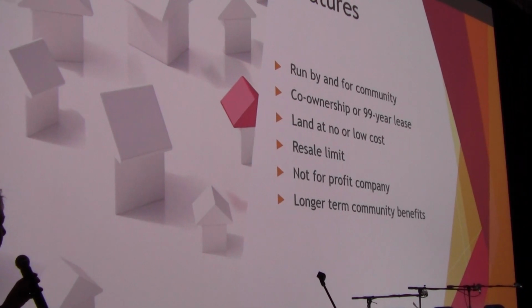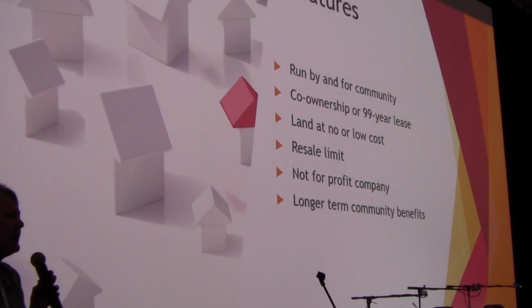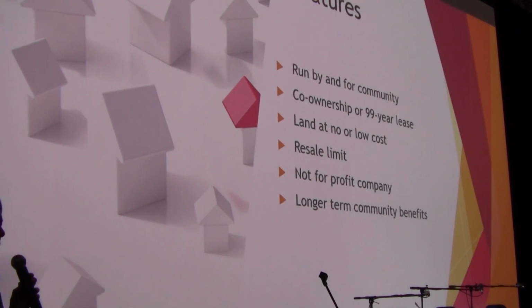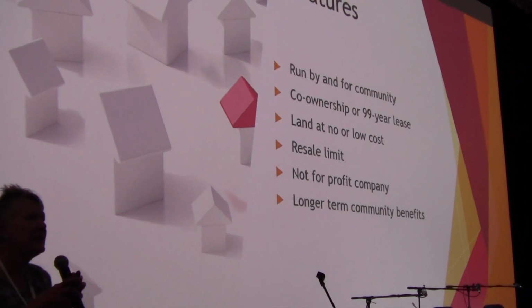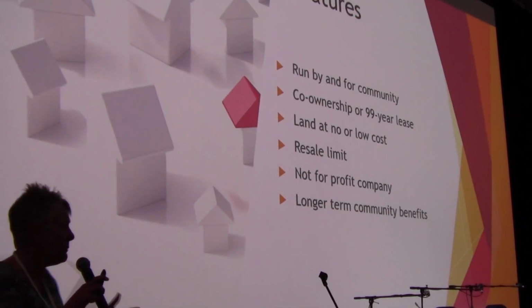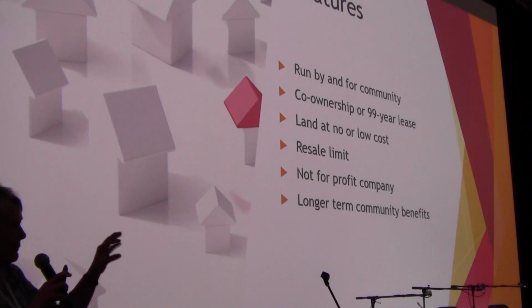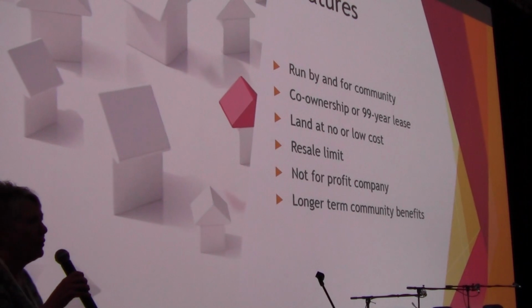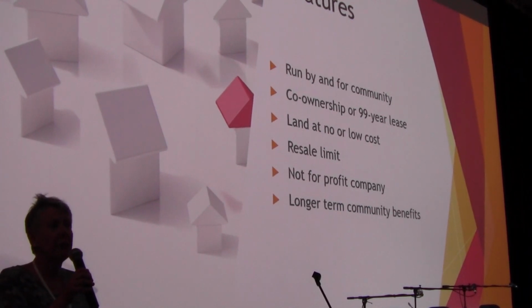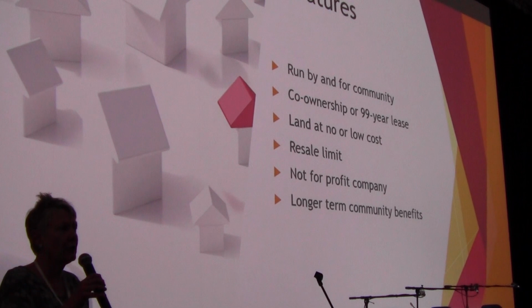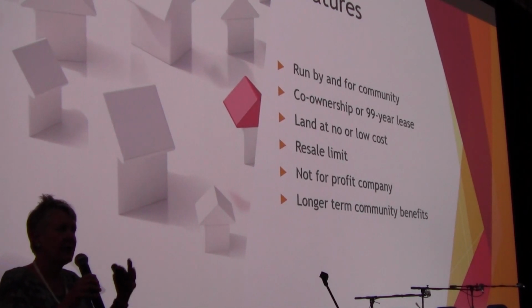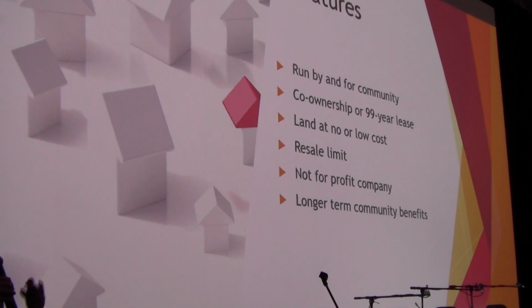Louise talked about how it's run by and for the community. Our initial focus is around co-ownership and a shared equity model. It could be that we also explore 99-year leases. That will depend on where the land comes from. But that's our current starting point. We've done a lot of work already on the formula for the resale limit. Louise talked about that as one of the fundamental features that keeps the homes affordable into perpetuity.